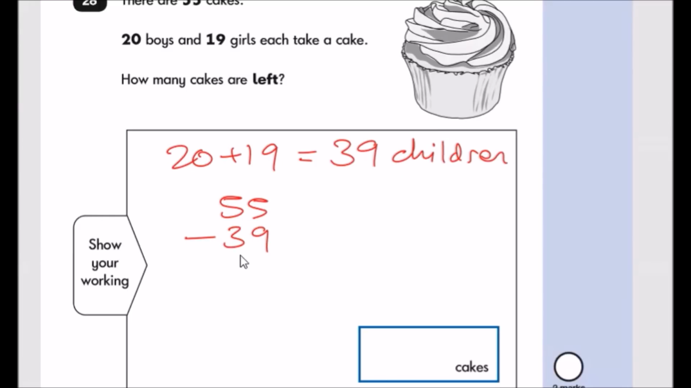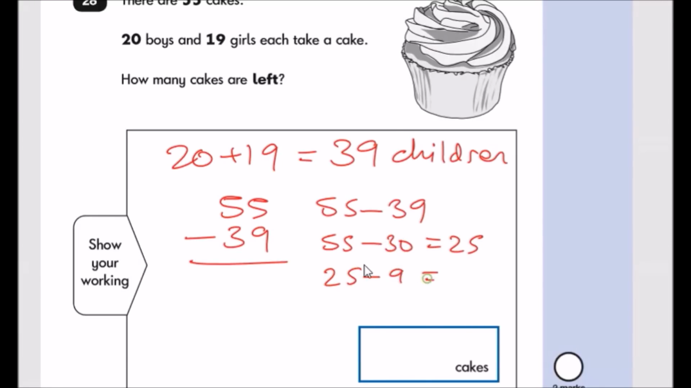So we could do it this way, or we could use the number line. So let's do it the number line way. Take 3 tens first. So we do 55 minus 30, and you get 25. And then do 25 take away 9. So count back and you should get eventually 16. So there are only 16 cakes left.